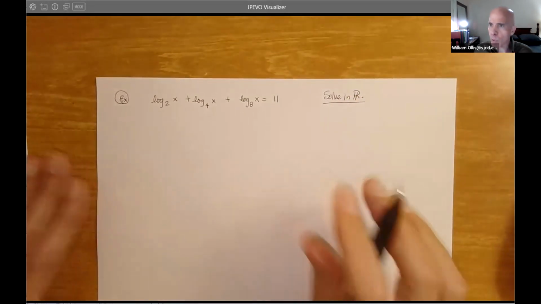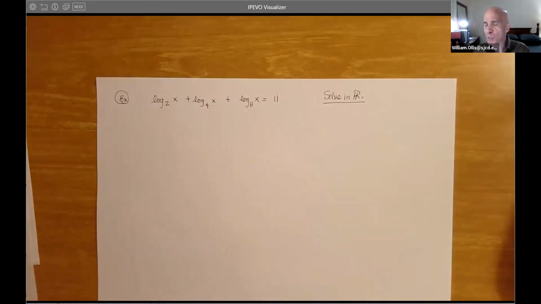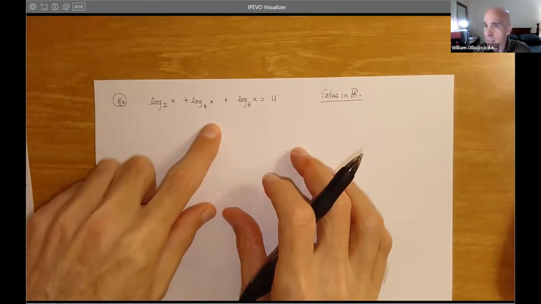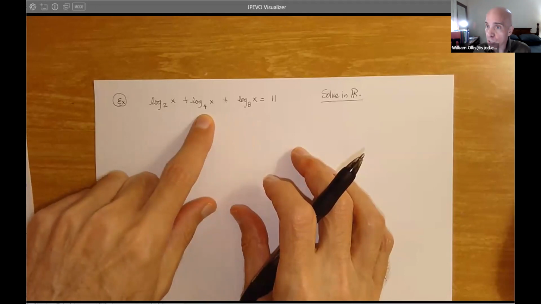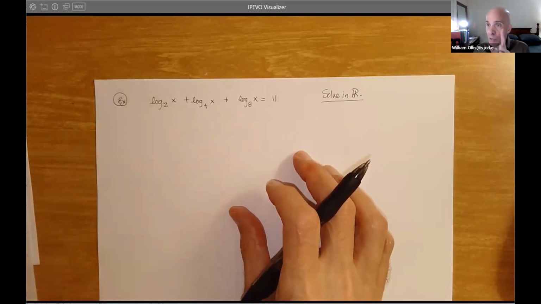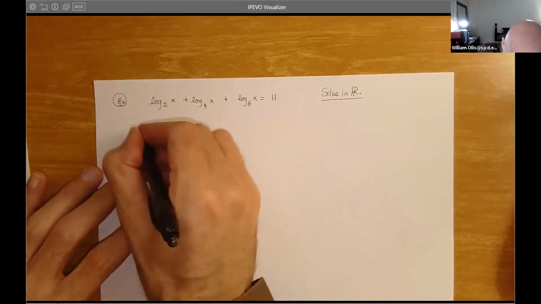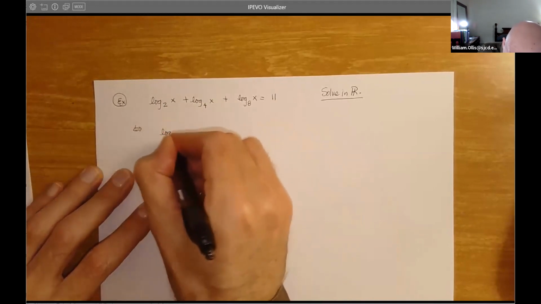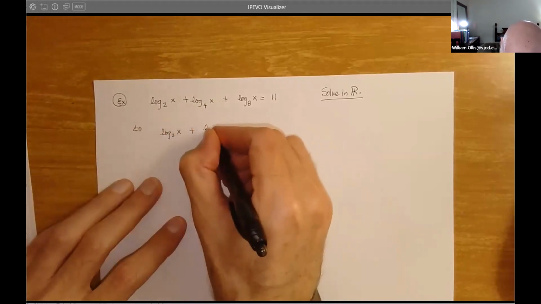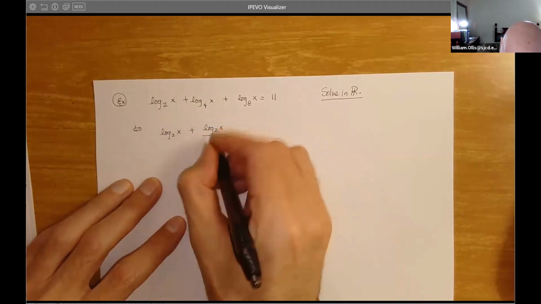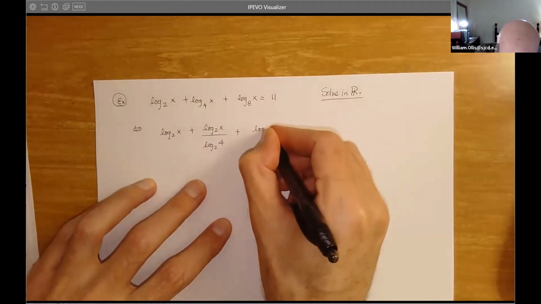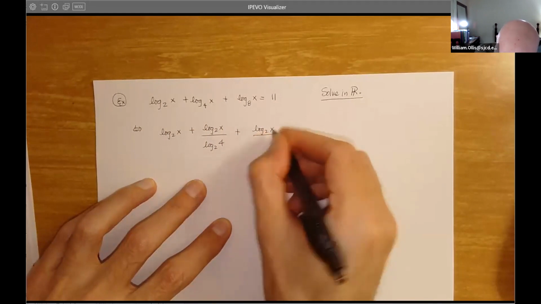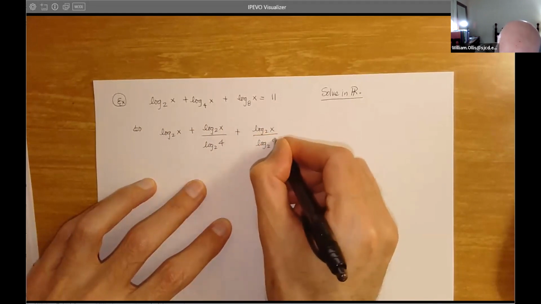Now, of course, you're thinking, well, just combine them, Professor Ryan, you know, the product rule. But of course, we can't do that. We have different bases. So basically, we see that this is set up nicely to change both of these to base 2. So we change these two terms to base 2, and then we have one logarithm, and that's the best. So let's change these to base 2. Equivalently, log base 2 of x plus log base 2 of x divided by the base 2 log of the old base, which is 4, plus log base 2 of x divided by the base 2 log of the old base, which in this case is 8.